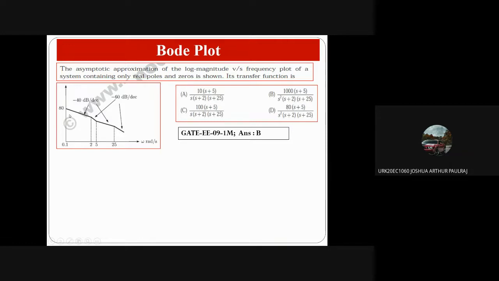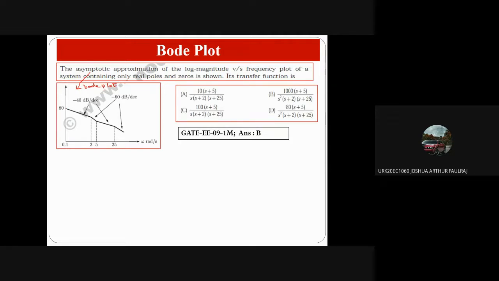We can understand that on the y-axis we have some dB, on the x-axis omega, and all the slopes are written as minus 40 dB per decade, minus 60 dB per decade. So this is straight away a Bode plot, and they have given the diagram. We are asked to find the transfer function for the diagram. Asymptotic approximation is nothing but the Bode plot.